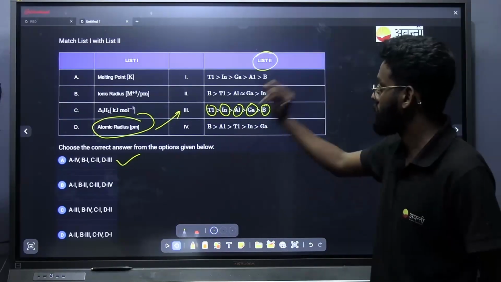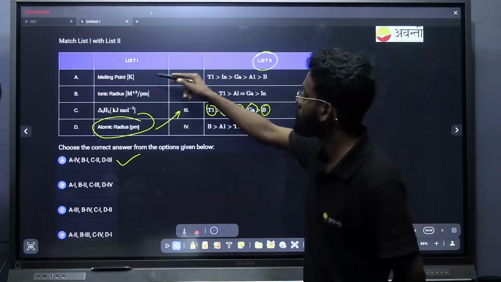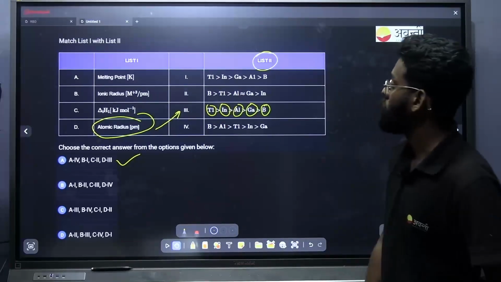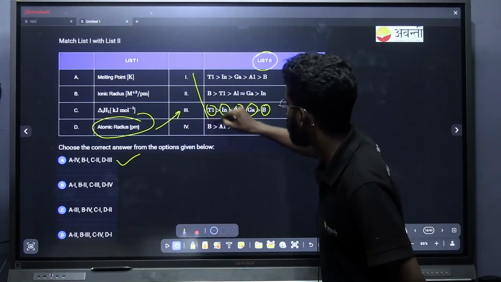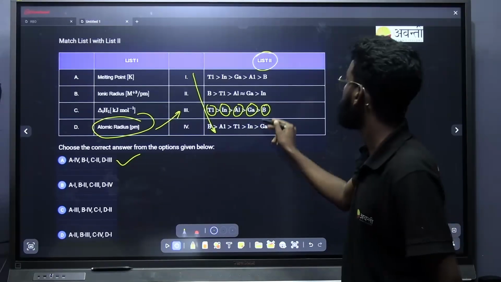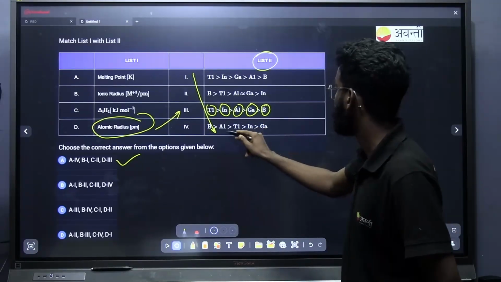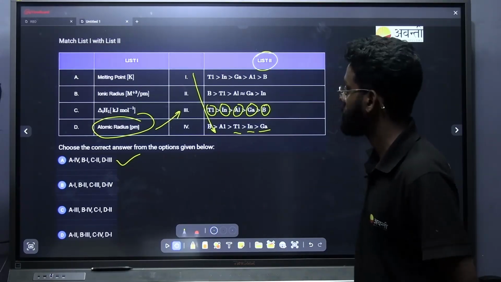But another point is that the question can ask from these 3 things. So you have to make a note of it. Melting point order is matching with the fourth one. Boron, then aluminium, then thallium, indium, then gallium. That is the melting point order.